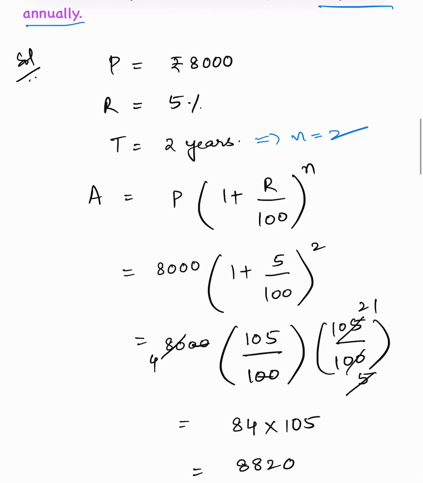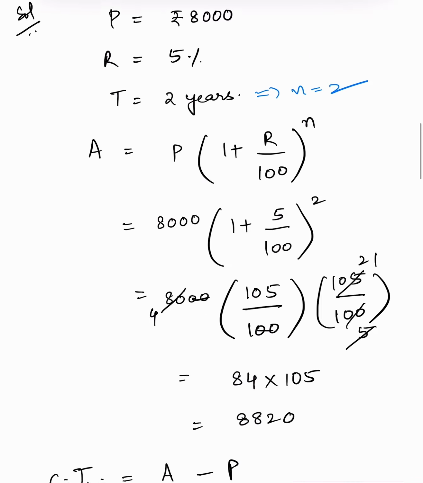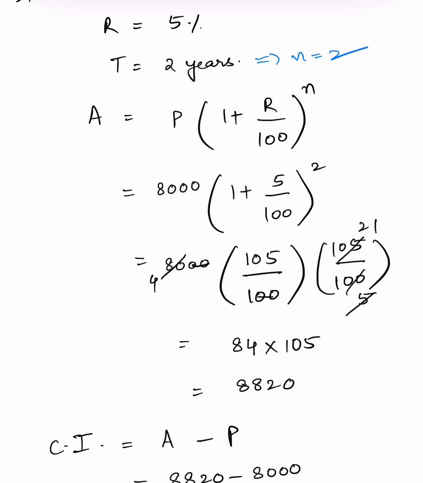So A equals P into 1 plus R by 100 whole power N. That is 8,000 into 1 plus 5 by 100 whole squared. This is equal to 8,000 into 105 by 100 into 105 by 100. After simplification this becomes 8820. So the amount is 8820.